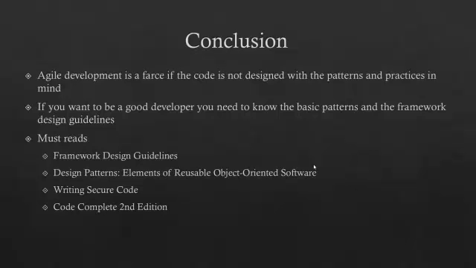For me, must reads are the Framework Design Guidelines by Krzysztof Cwalina and Brad Abrams, Design Patterns: Elements of Reusable Object-Oriented Software by the Gang of Four, the book Writing Secure Code, which defines how you do analysis on your code and define threats and how you mitigate those threats. And another one is Code Complete, the second edition.